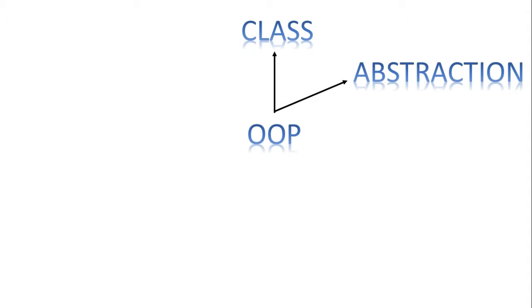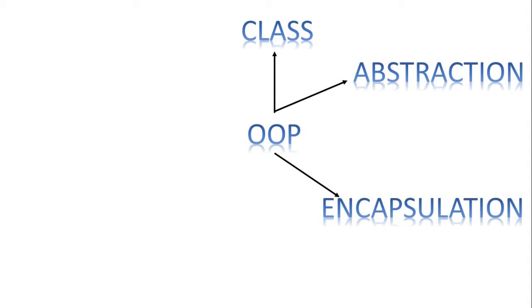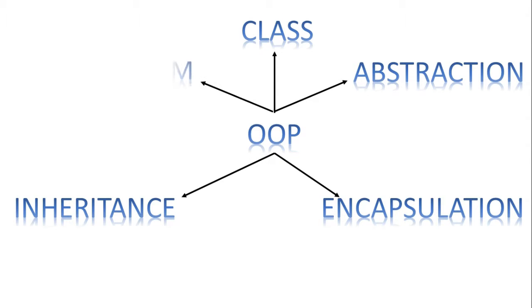Today I'll be discussing features of OOP. Number one feature is class. Second feature is abstraction. Third feature is encapsulation. Then there is inheritance, and then polymorphism. Let's start with the first feature, that is class.